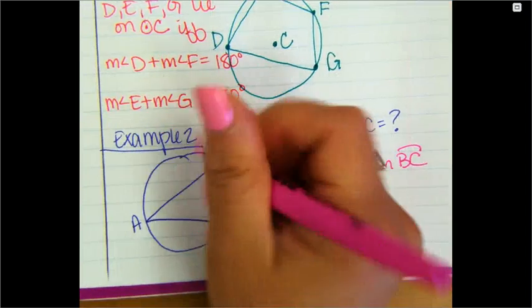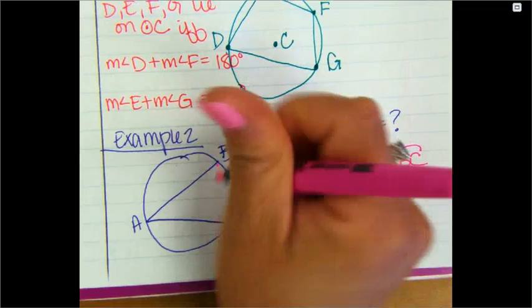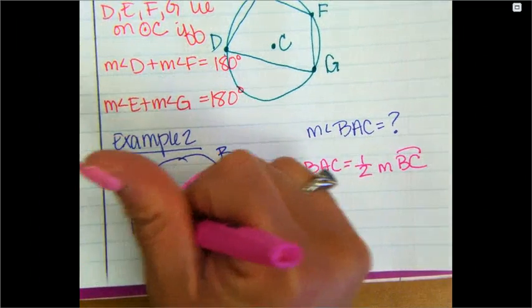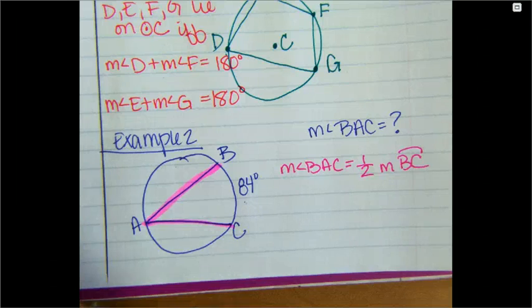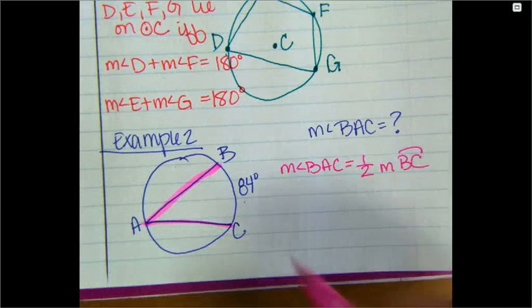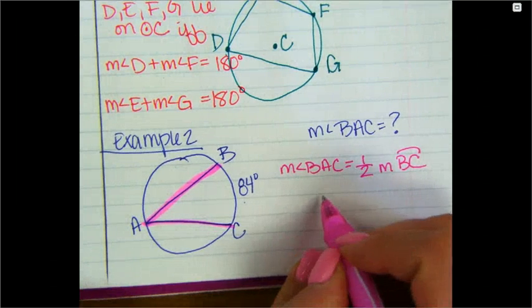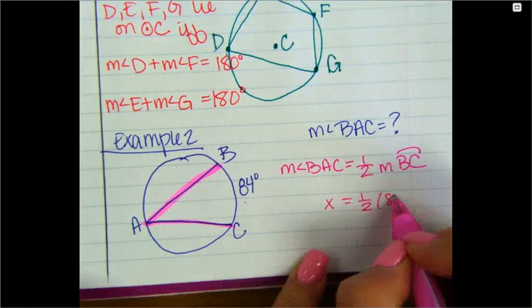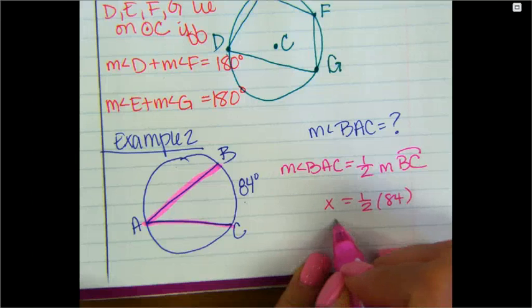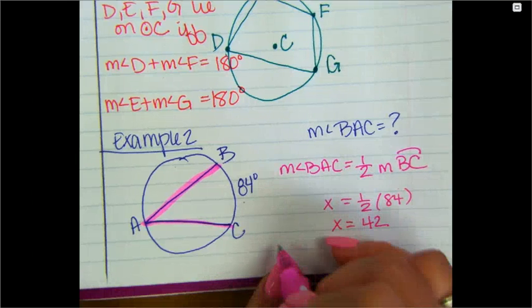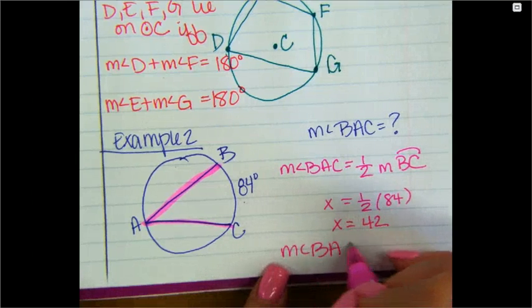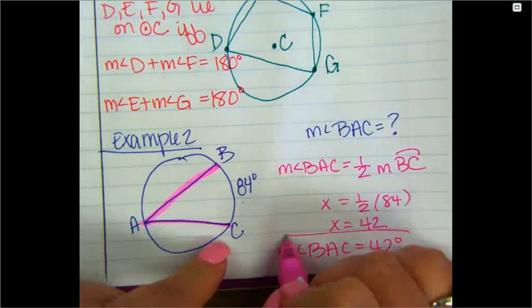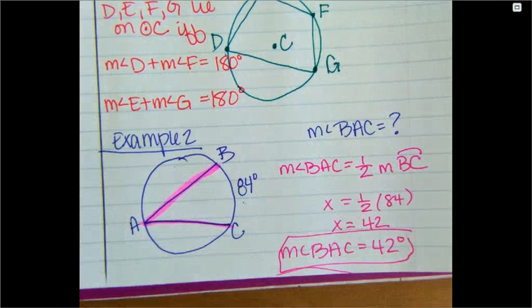Angles on the inside. Okay, so the arc's on the outside, yes? All right, what's the measure of the angle? Do I know it? Call it what? Good. Equals 1/2 of what? 84. 1/2 times 84 is 42. So the measure of angle BAC, 42 degrees. Very good. Wonderful. Much better than third period.